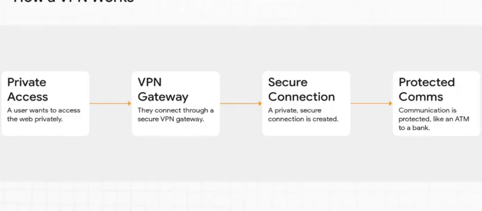If you want to understand how it works, just think about using an ATM. That transaction is super secure and encrypted, right? Even though it's traveling over the public banking network. Well, a VPN does the exact same thing for your general internet use. You connect through a secure gateway, it creates that protected tunnel, and suddenly your communication is private, just like that ATM talking to your bank.